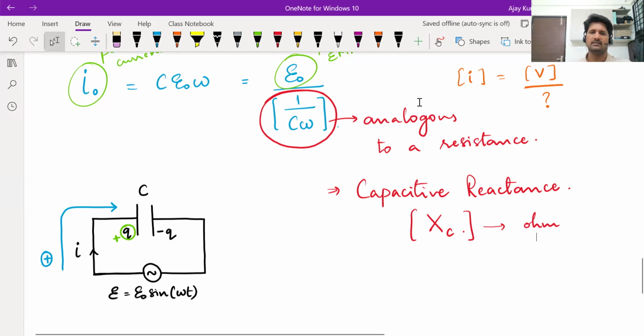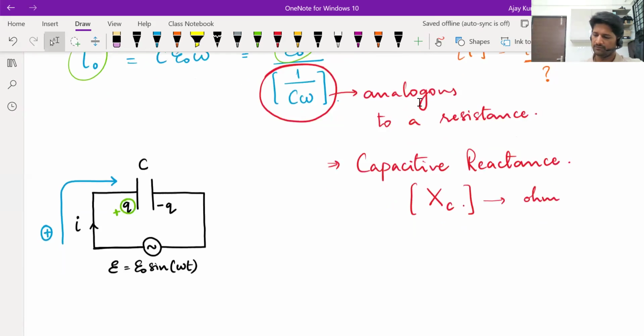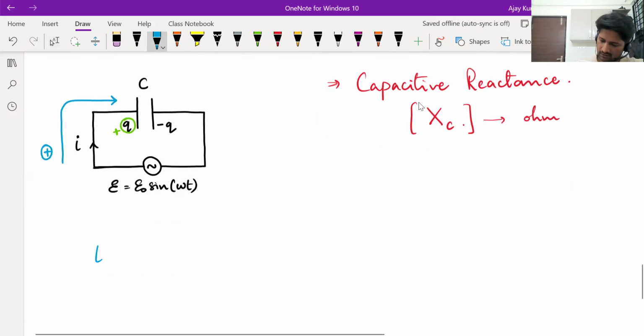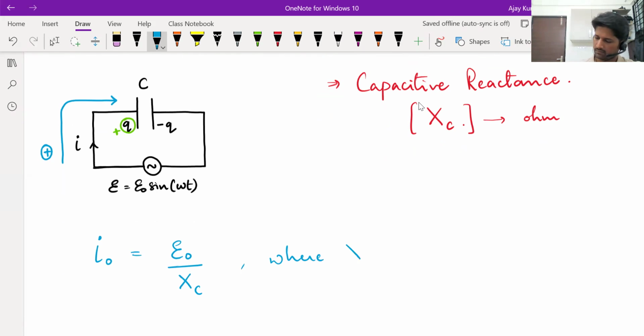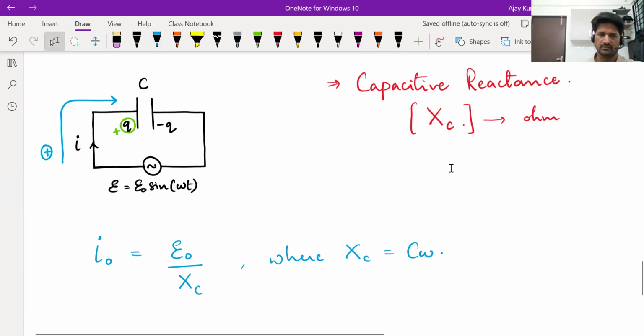But we don't call it resistance because this is not opposition to the flow of current due to collision of electrons. This is opposition to the flow of current due to electrostatic repulsion. So we call it capacitive reactance. Therefore, the peak current I0 can now be written as peak voltage E0 divided by Xc, where Xc is nothing but 1 by C omega. And we call it capacitive reactance.